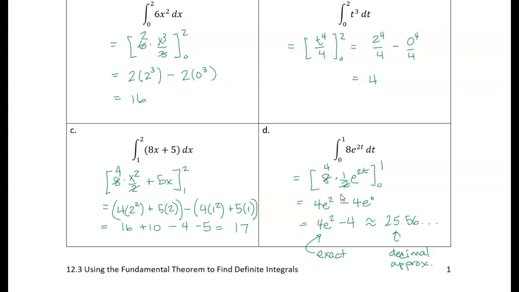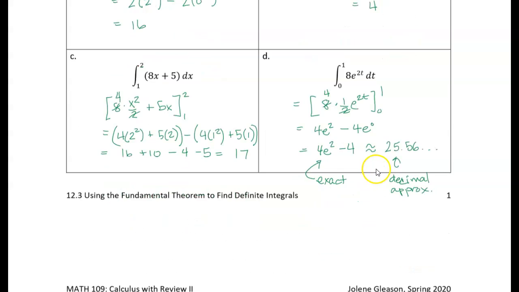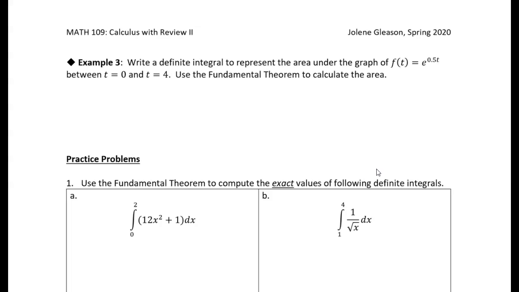Same way on quizzes too. If I ask for exact answers, then you've got to give exact answers. A big reason for that is that way you can't cheat and use your calculator. All right, one more problem. It's just practice is all it takes. This is more of a word problem, but there's nothing new here. It says write the definite integral to represent the area under the graph f of t equals e to the 0.5t between t equals 0 and t equals 4, and use the fundamental theorem to calculate the area.